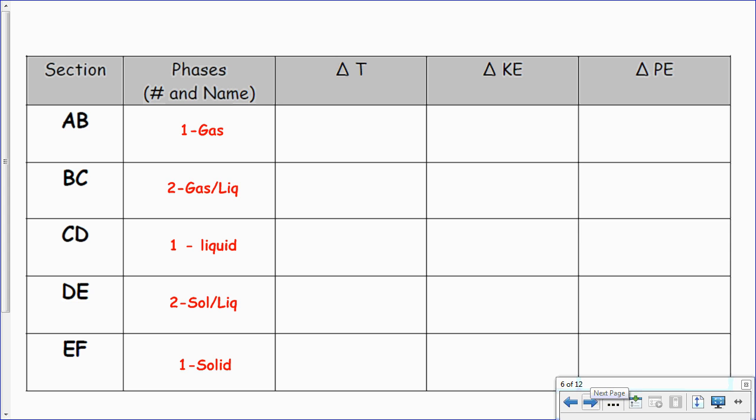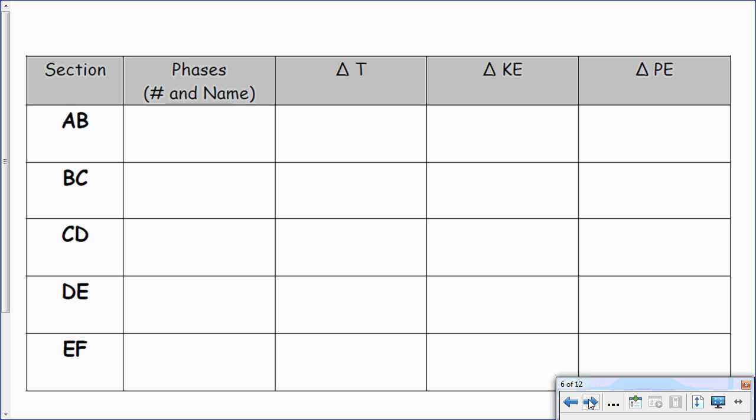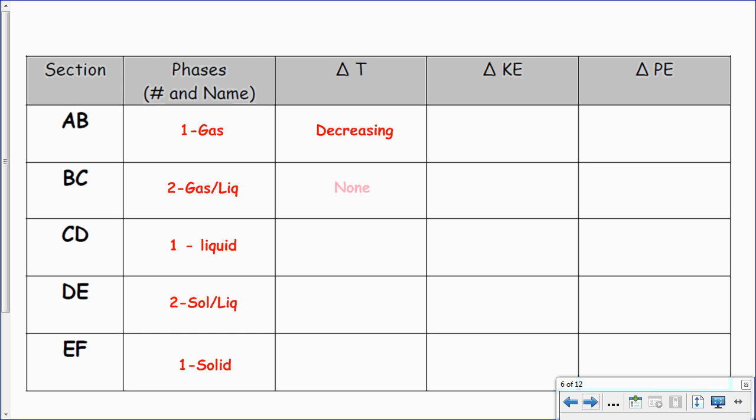Okay. Now, in this section, you'll notice that we called this section A to B. It's kind of like line segments in mathematics. Sometimes the sections will be labeled with a single letter. Other times there'll be line sections like that in mathematics. So be able to do that by looking at the graph in both ways. Temperature is decreasing in the first section of the graph.